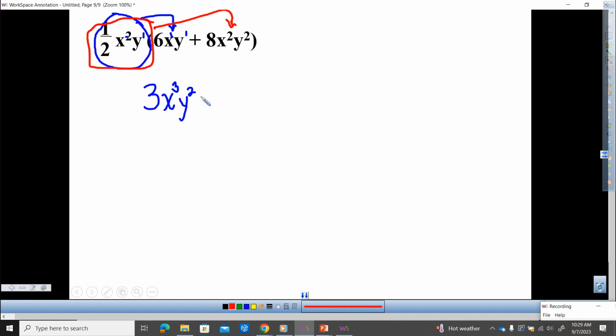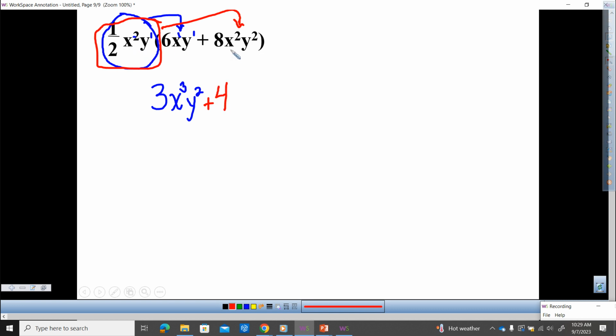Go. So 1/2 of 8 is... x squared times x squared, x to the 4th, and y to the 1st times y squared, y to the 3rd. Hands if you got that. Looks about right. Check your area model with your neighbor before you send me your notes. Make sure they have it down.